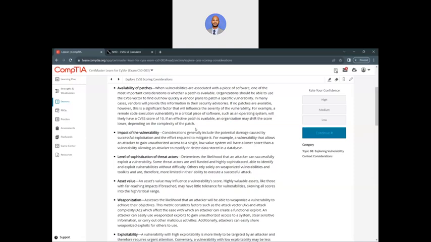Asset value and the impact of a vulnerability are related. The asset value is assigned based off of your business operations and your business goals.